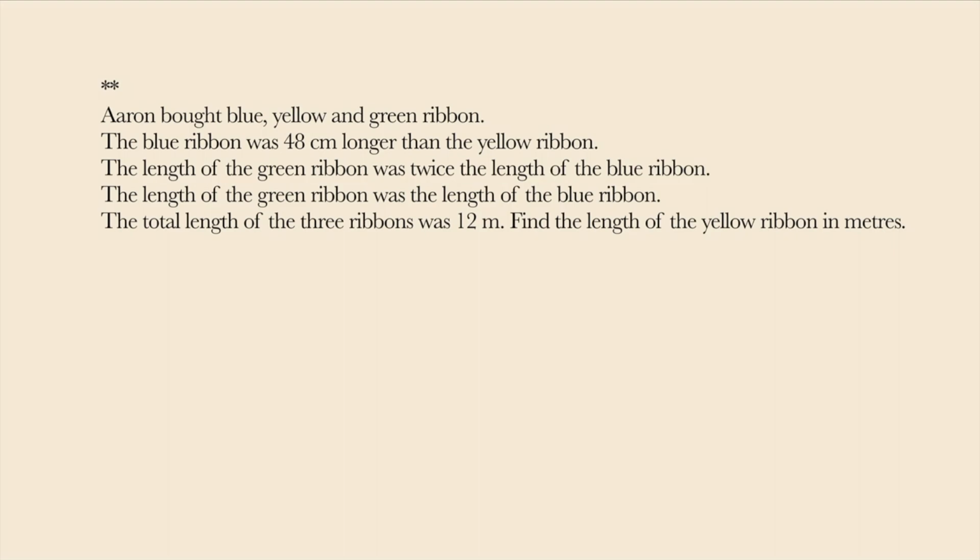And now we have our first level 2 question. Let's see how much more difficult it is. Aaron bought some blues, yellows, and greens. The blue was 48 longer than the yellow.